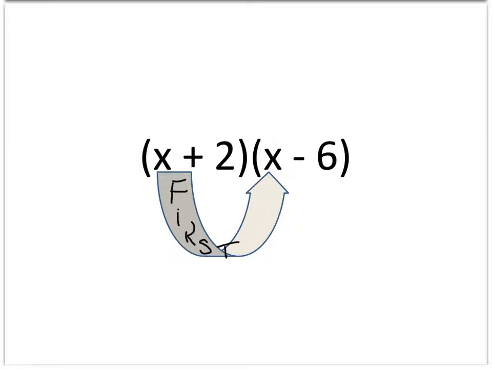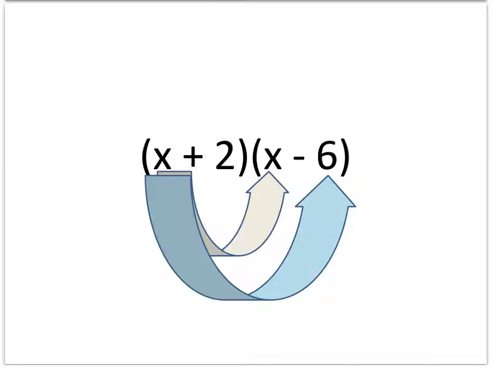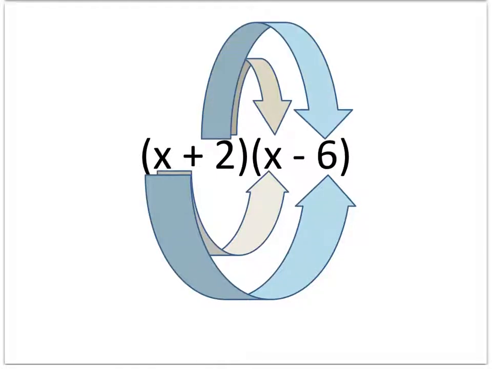Then we're going to multiply our outer. The outer terms are our two terms on the outside of our parentheses. Then we're going to multiply our inner terms. They are the two terms that are on the innermost part of the parentheses. And finally, we would multiply the last terms.